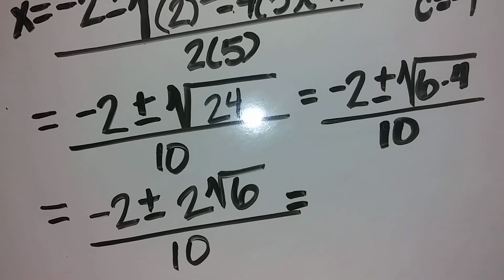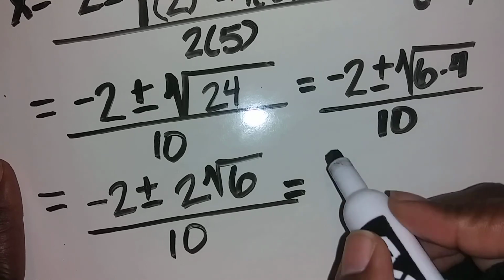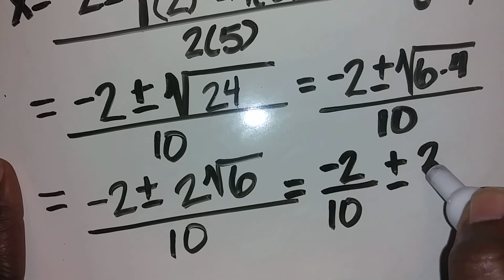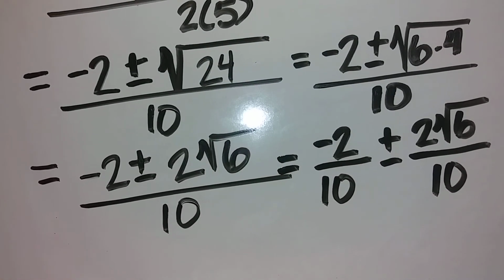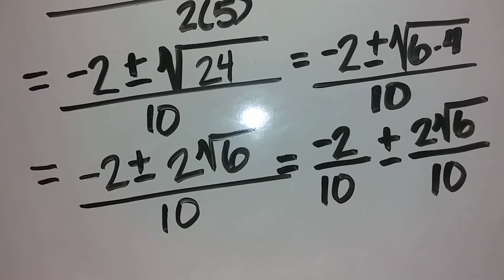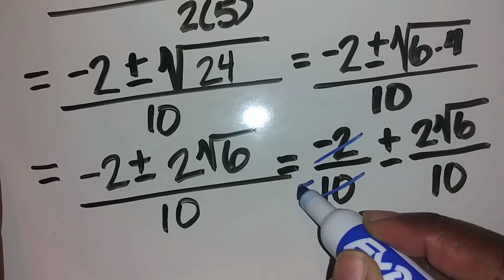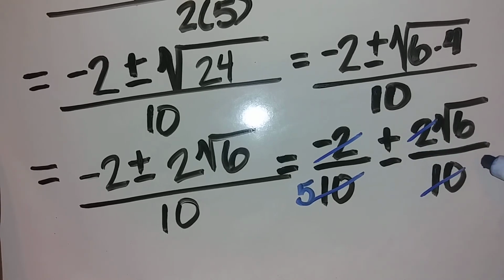And I always tell students to just break up the fraction. I'm going to rewrite it so we can see it. Negative 2 over 10 plus or minus 2 square root 6 over 10. I broke it up because a lot of times students will cross out that denominator, and it's only supposed to be crossed out with part of the fraction, not the whole fraction. So this one was okay because I know I can simplify 2 and 10 to negative 1 over 5, and then 2 and 10 is 1 over 5.